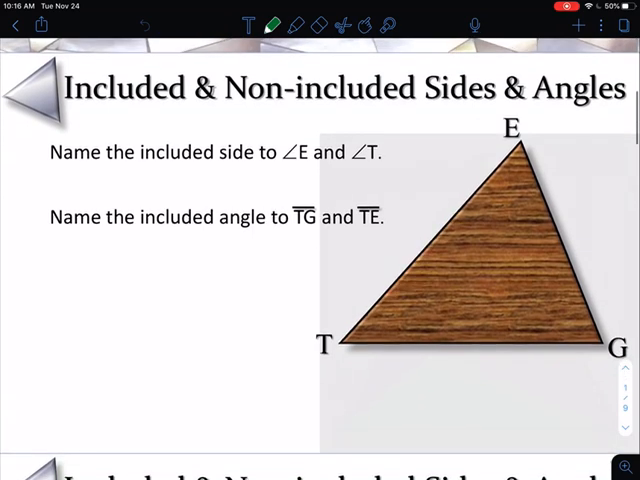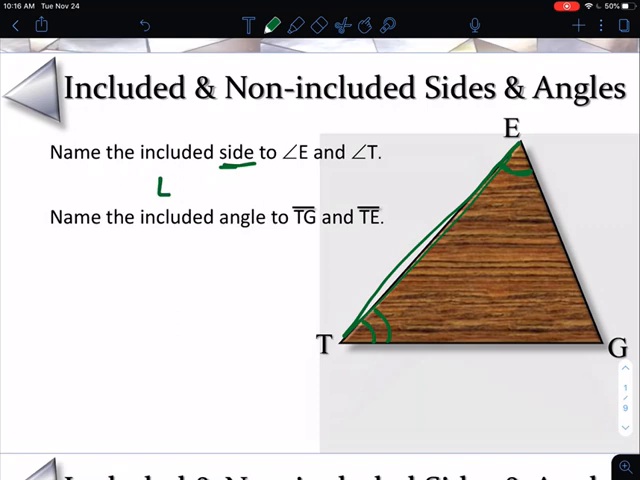Before we get into that, though, we're going to do a little bit of review on included versus non-included, so what those terms actually mean. In these examples, we've got this triangle off to the right, so triangle TEG. It says name the included side to angle E and angle T. They're talking about angle E here in the top, and then angle T down here in the bottom left. We want to know what side is included, meaning in between or touching both angles. The only side in this triangle that actually touches both angles would be this side over here.